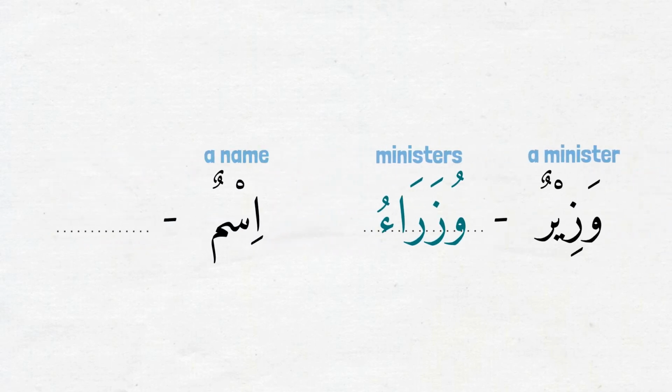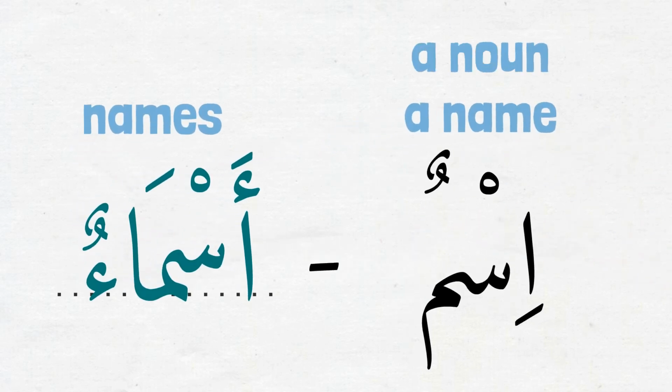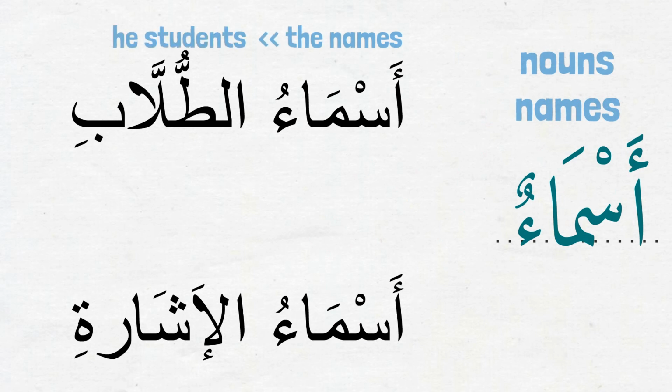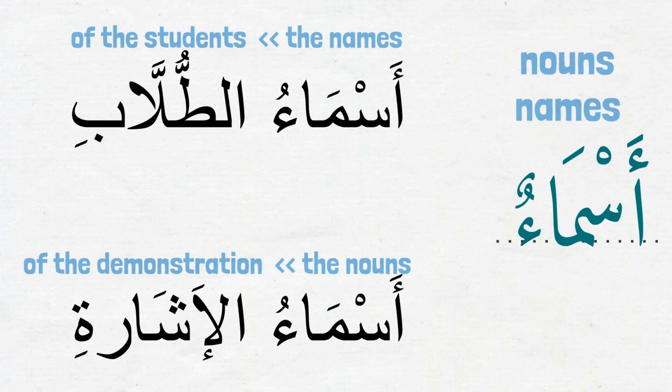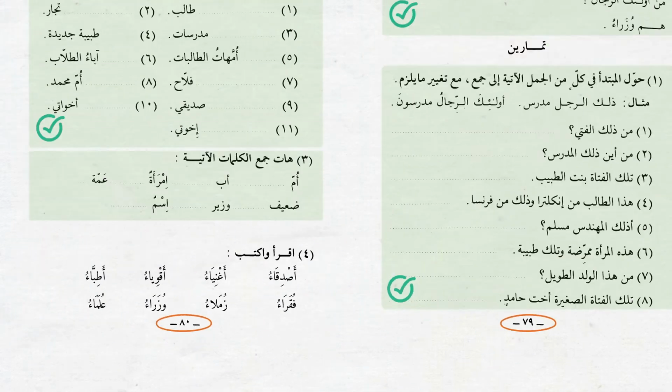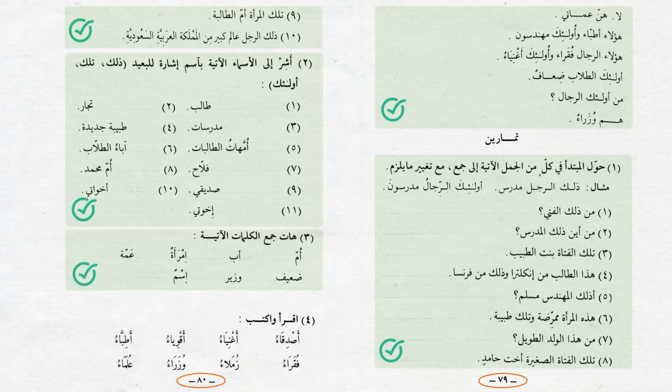And finally, the plural of ismun is asma'un. As we know, ismun has two meanings. The first one is a name and the second one is a noun. So أسماء الطلاب means the names of the students. And أسماء الإشارة means the nouns of demonstration. Now let's mark this exercise done.